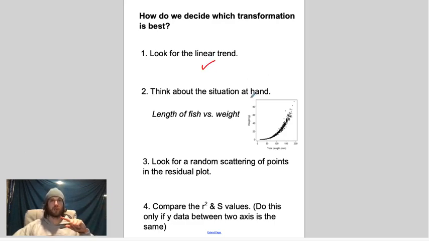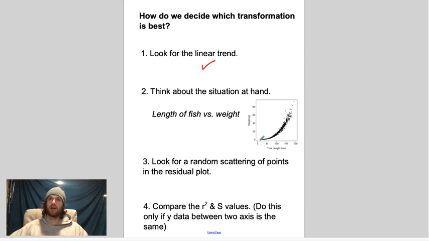Think about the situation at hand. Let's just say the length of the fish versus weight is the one I have here. You're taking a measurement on the length of the fish, but when a fish grows, it's not just growing linearly. It's growing linearly as well as growing wide and growing tall. So it's growing in 3 dimensions, but you're using the fish's length as a guess.